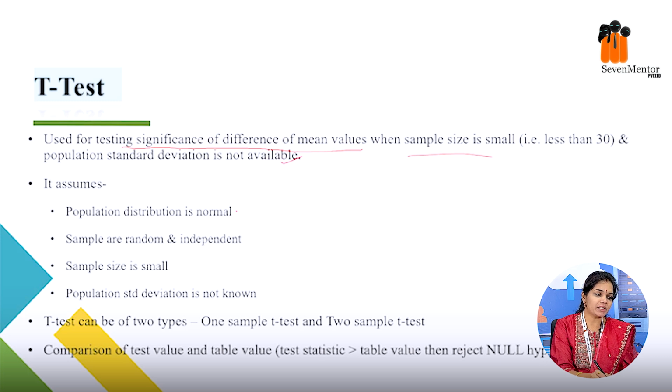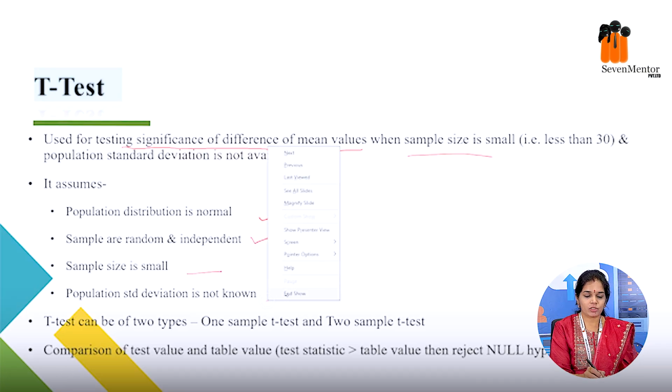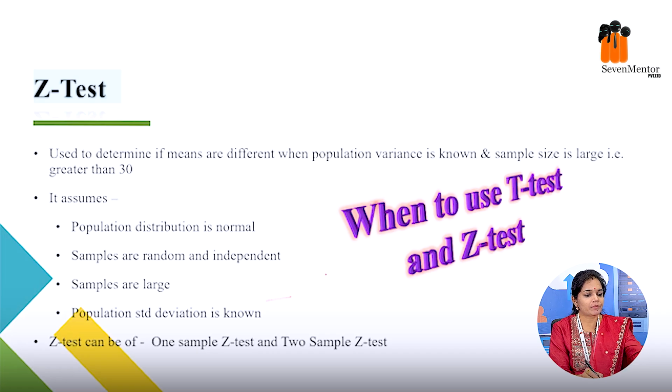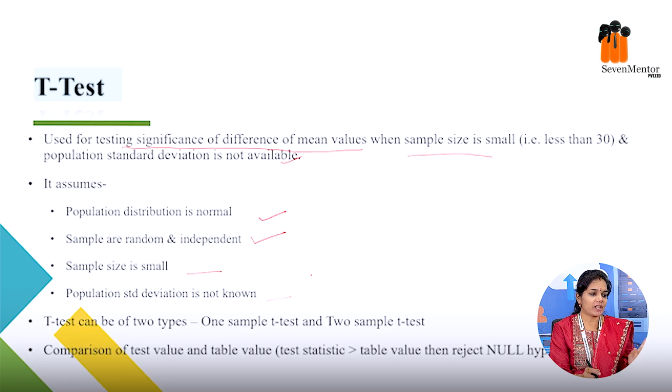Okay, what all assumptions are made in this? Population distribution is normal, samples are random and independent, sample size is small, and population standard deviation is not known. Wherever the sample is small and population standard deviation is not known, you can perform this t-test. They can be of two types: one sample t-test and two sample t-test.